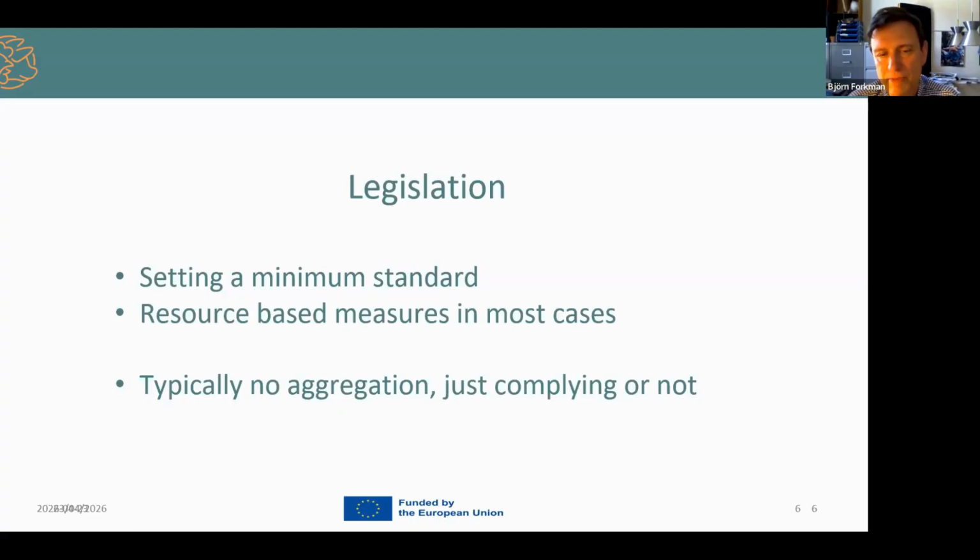So in legislation, you typically have no aggregation at all. Just you are complying with legislation or you're not complying with the legislation.